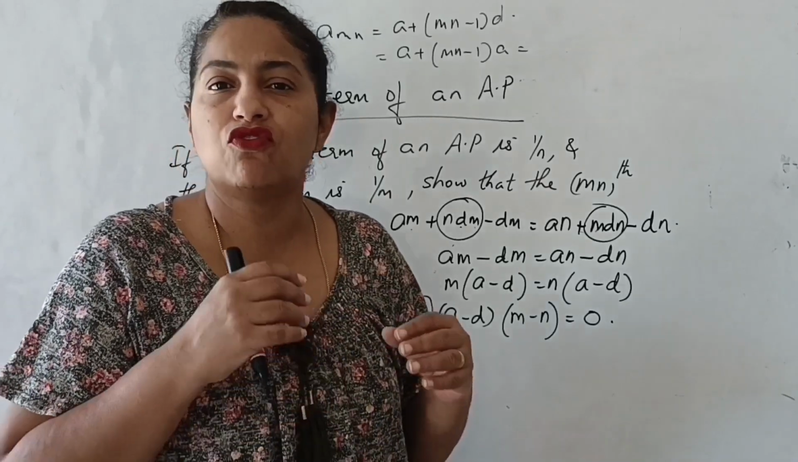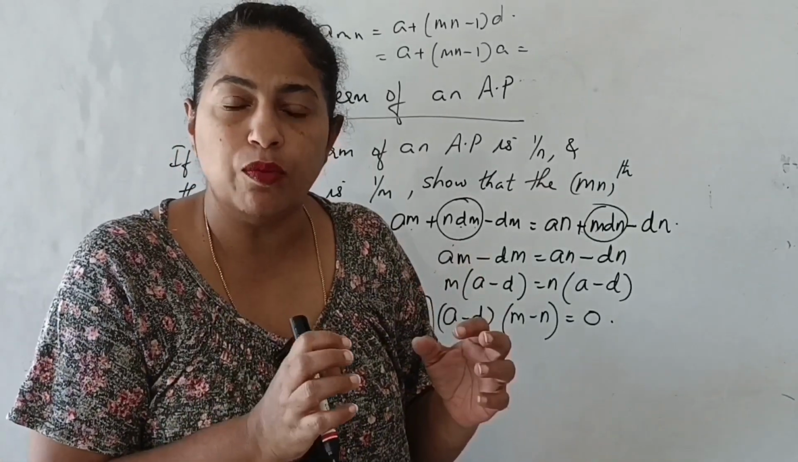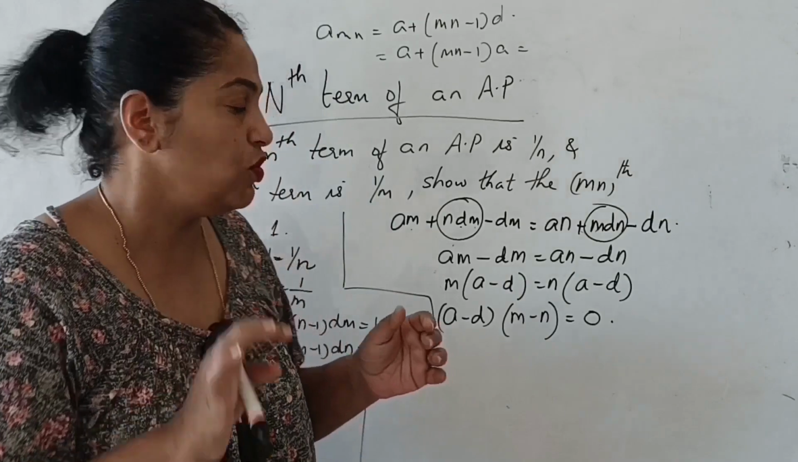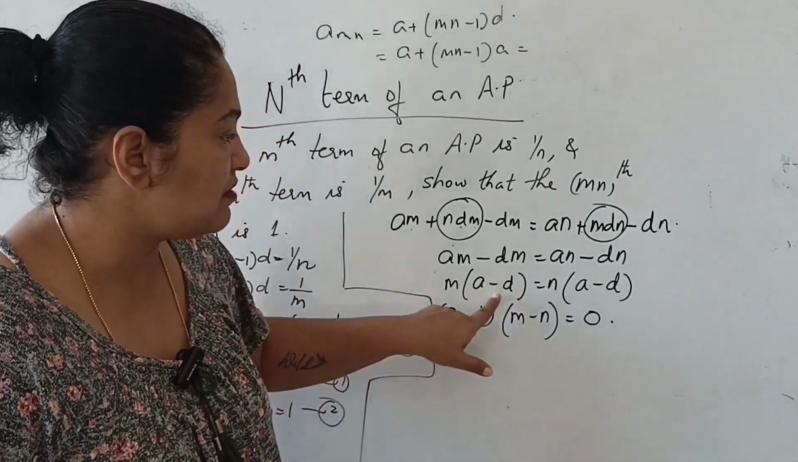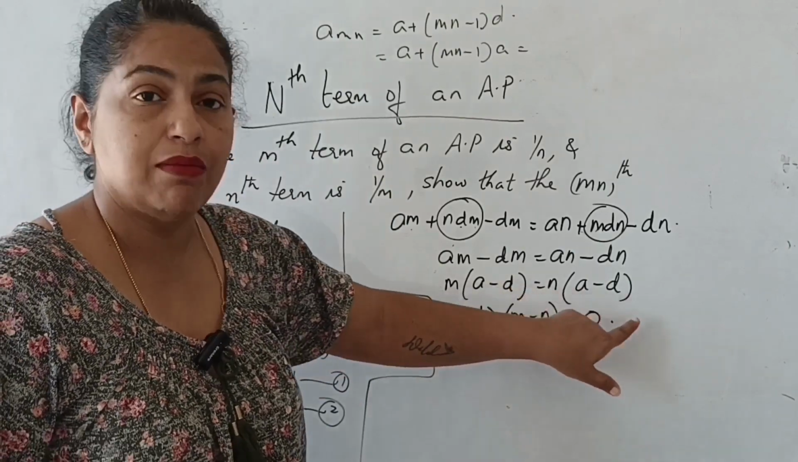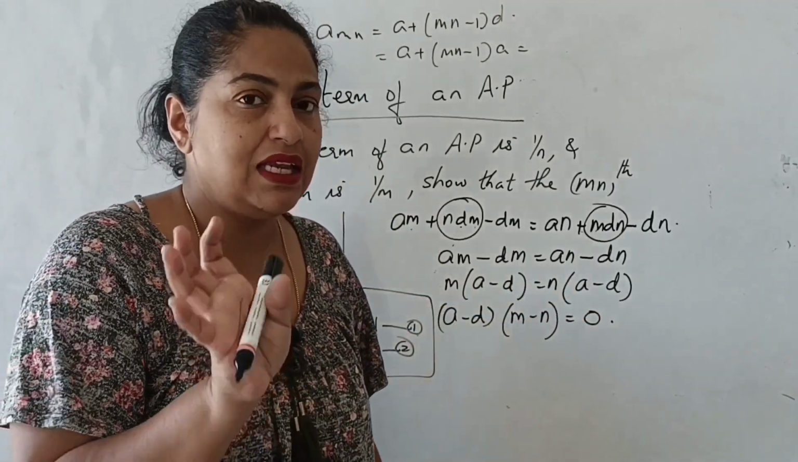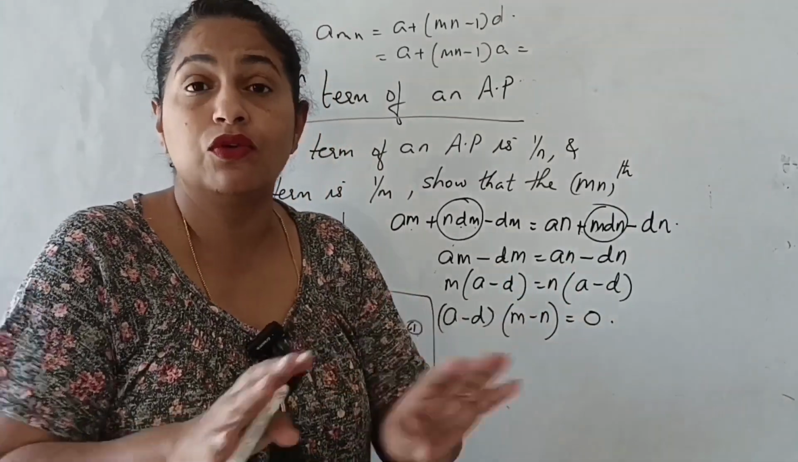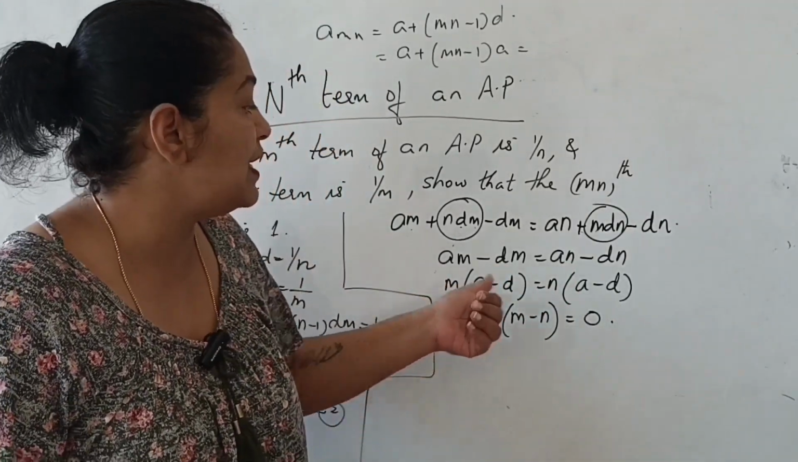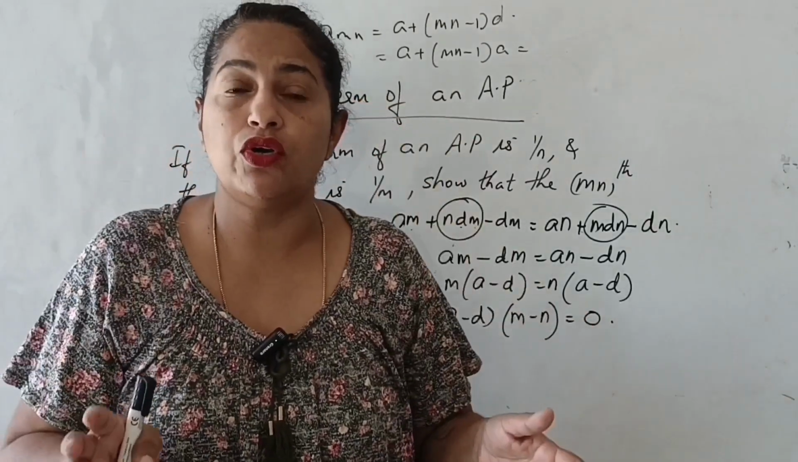Now, again, we need to sort out something so that we can group or do some other manipulation. So what I am going to do is take m outside. So I get m into a minus d is equal to n into a minus d. Now, you can suddenly see that a minus d is a common term on both sides. Please do not cancel over here, because finally you will get m is equal to n, which is not true.